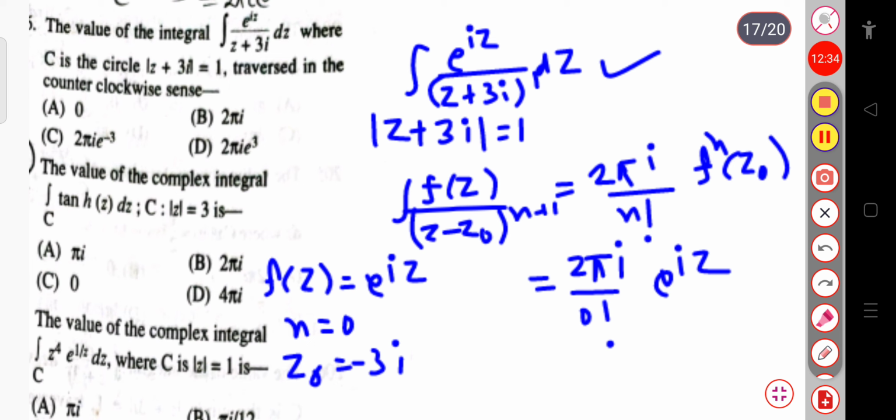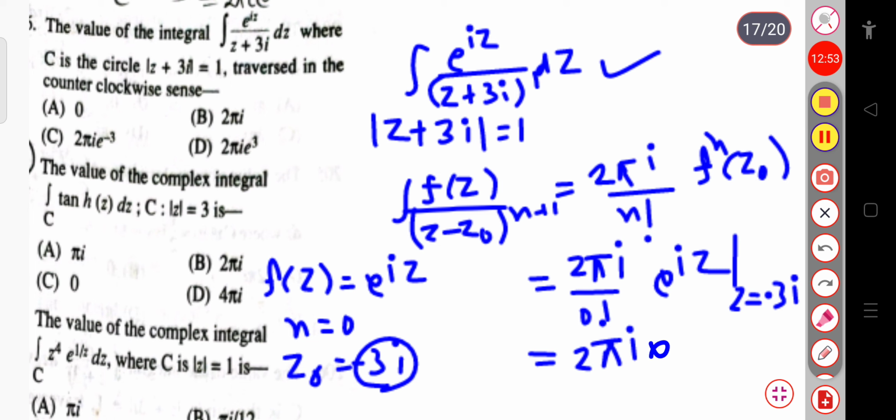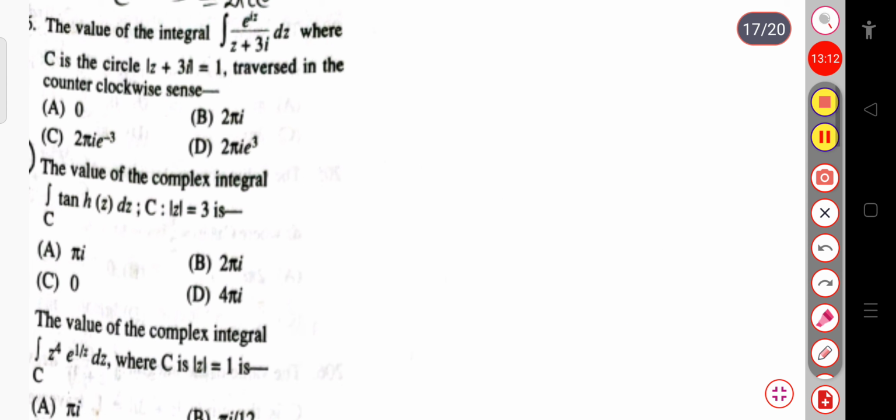So the answer will be 2 pi i into 0 factorial, which is 1, into exponential iz, where you put the value z equal to z naught, that is minus 3i. So this will be exponential of i into minus 3i, that is minus 3 i square, and i square is minus 1, so this is simply exponential power 3. So the answer will be 2 pi i into exponential 3.